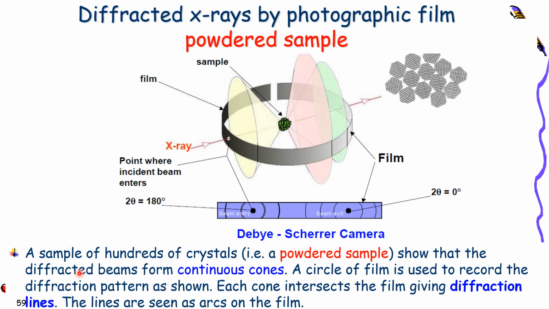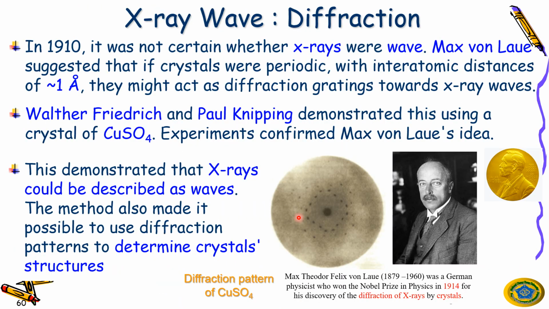A sample of hundreds of crystals, like a powder sample, shows that the diffraction beams form continuous cones. A circle of film is used to record the diffraction pattern as shown. Each cone intercepts the film, giving the diffraction lines. The lines are seen as an arc on the film. This is the arc, right? So this is polycrystalline.